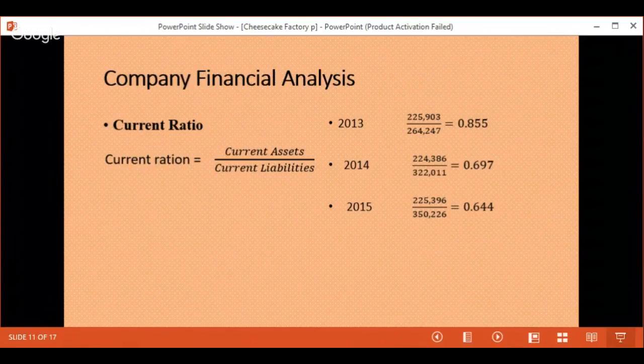First, we're going to start with the current ratio. This method helps to determine the company's working capital. It shows the number of times the current assets would cover short-term debts. To use the current ratio, we need to divide the current assets by the current liabilities. In 2013, the current ratio was 0.855. It decreased in 2014 to 0.697 and decreased again in 2015 to 0.644. Since none of the current ratios is at least 2, the company does not have the ability to meet short-term loans. As a result, the working capital invested in inventory cannot be easily converted to cash.